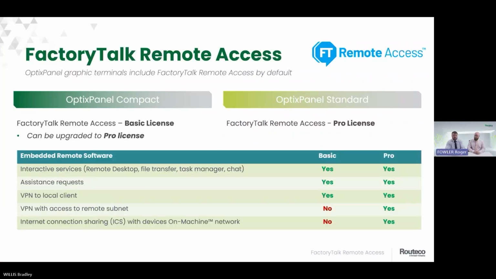Which takes us on to FactoryTalk Remote Access. So Jake touched on the fact that some of FactoryTalk Remote Access licenses come with the Optix hardware. There are 2 elements involved with FactoryTalk Remote Access. The first is FactoryTalk Remote Access Manager. That's the organization license that allows you to access devices that have FactoryTalk Remote Access installed on them.